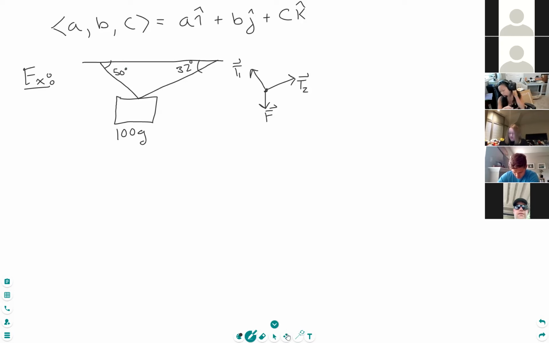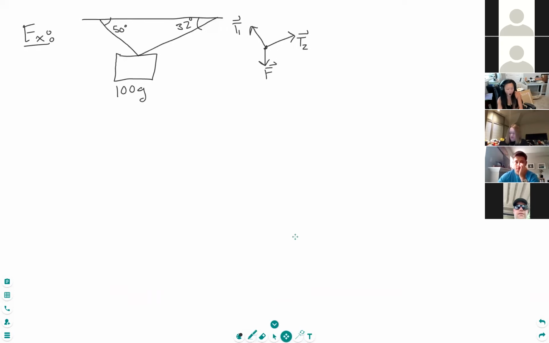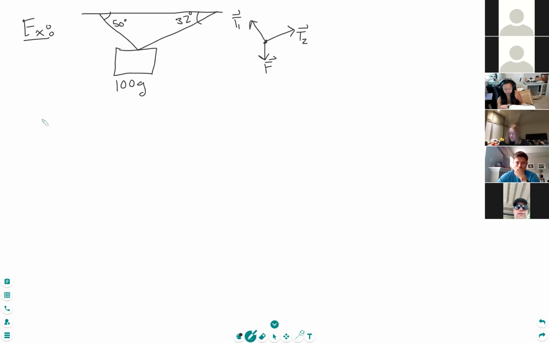So let's make that the top there. We need all the room we can get. The objective here is to find T1 and T2. What I'm going to do is decompose my vectors T2 and T1 in terms of i and j hat. So I'll draw a little coordinate system here.